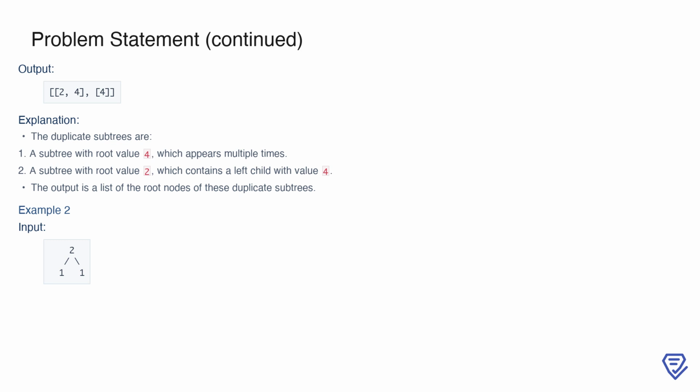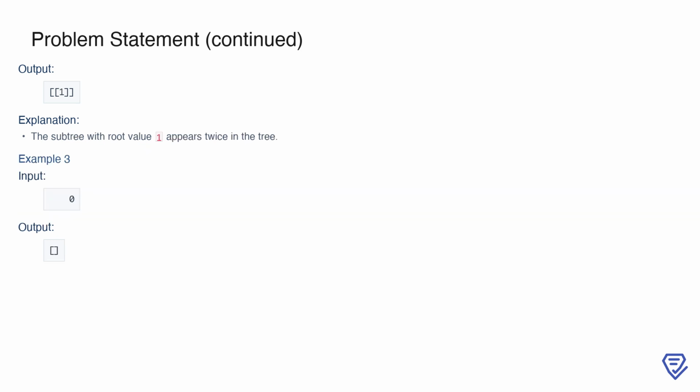Now, notice that the subtree rooted at 4 appears multiple times in the tree, once as an individual node under the left subtree of 2 and once under the right subtree of 3. Additionally, the subtree rooted at 2, which includes a left child with value 4, is also duplicated. The output for this example is a list containing the root nodes of these duplicate subtrees, one for the subtree rooted at 4 and another for the subtree rooted at 2 with its left child.